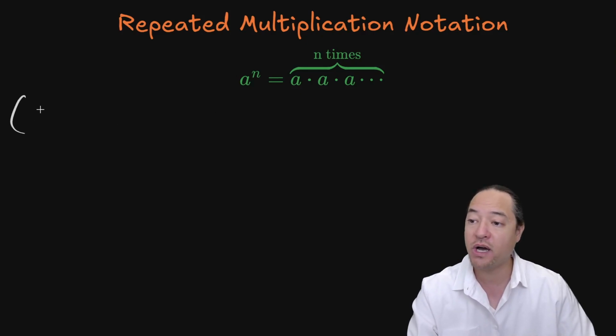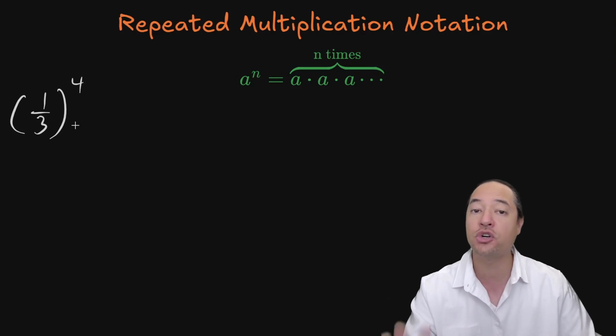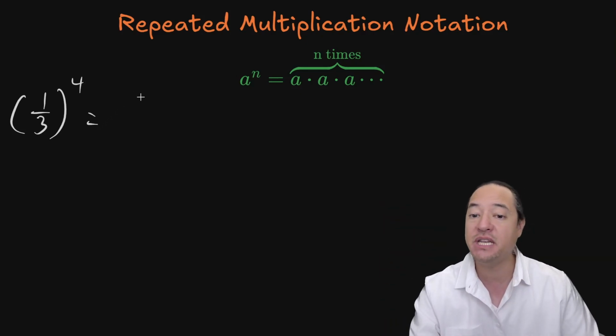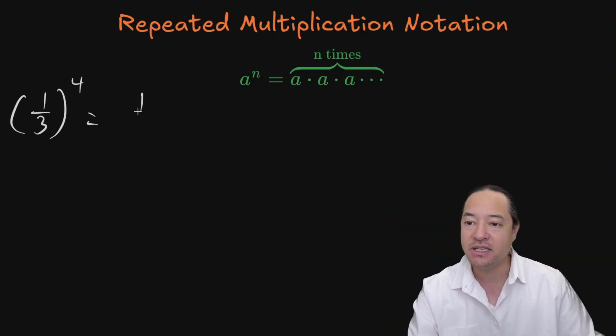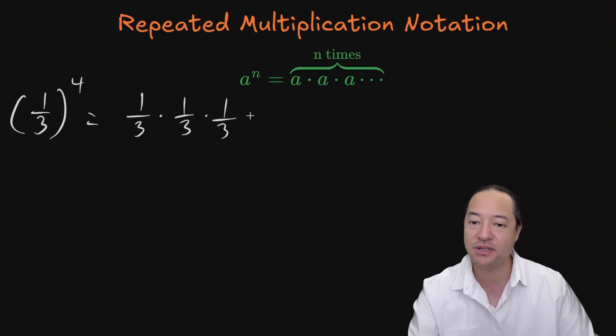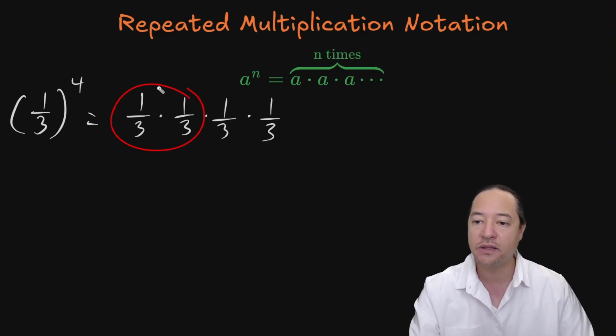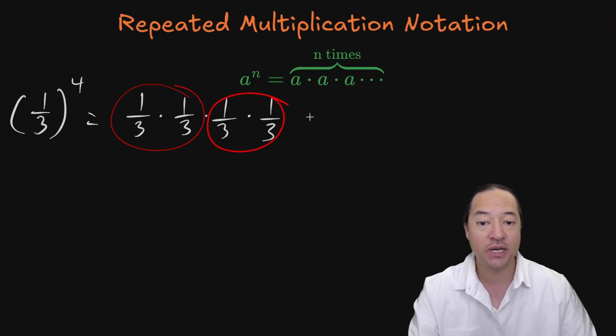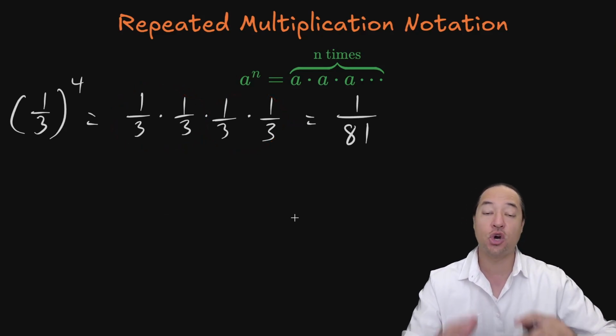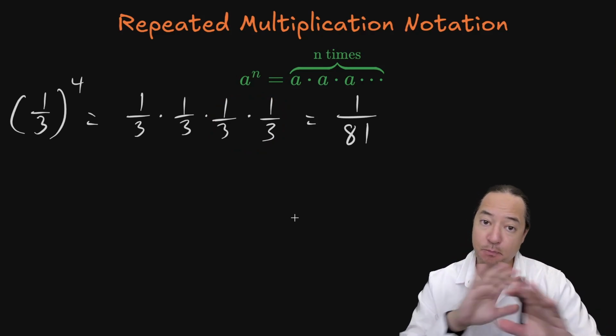For example, what if we had a fraction for a base? What if we had 1/3 to the 4th power? What does that mean? Well, what that must mean is 1/3 times 1/3 times 1/3 times 1/3, right? What is that going to be? Well, we know how to do fraction multiplication, so 1/3 times 1/3 is 1/9. 1/9 times 1/9, well, that's going to equal 1/81. Okay, so using a fraction as a base is perfectly fine.